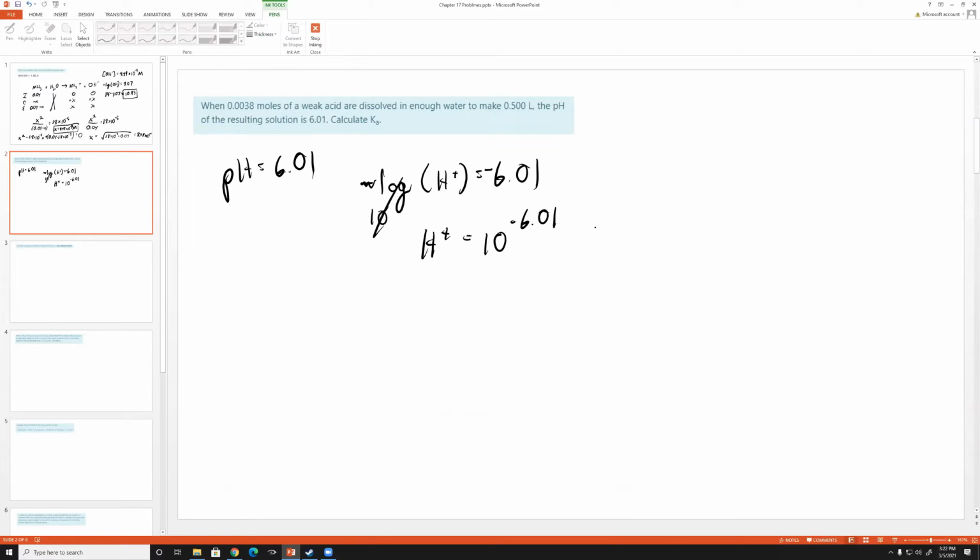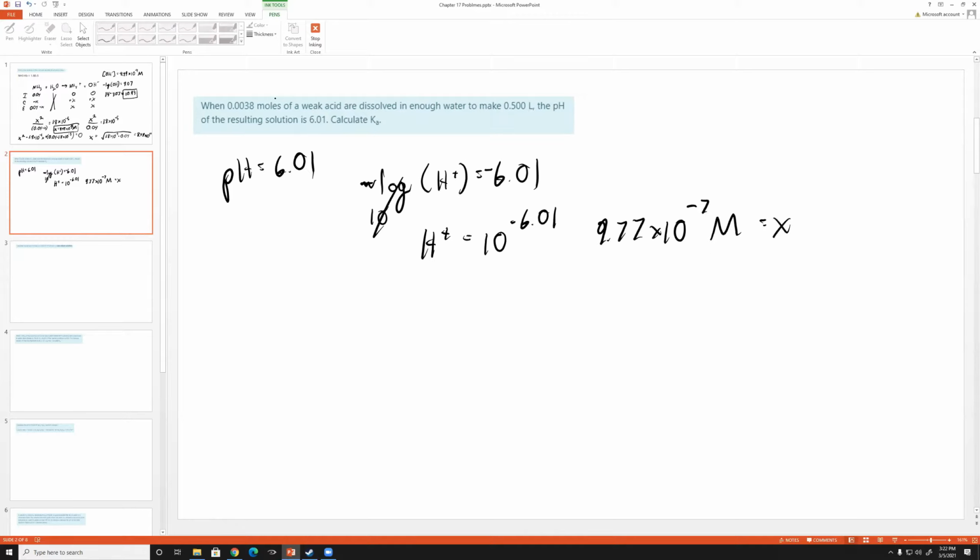very small. It's going to be 9.77 times 10 to the negative 7th molarity. So that's what X is going to be. I'm going to put equals X.